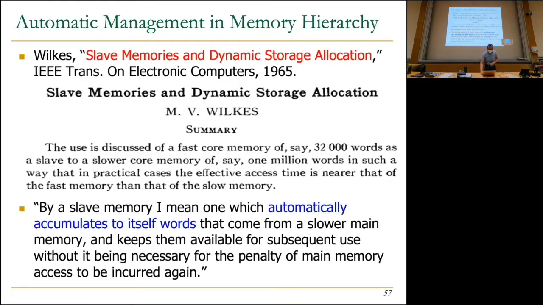Okay, so basically caches are almost always automatically managed today. So when you hear a cache, you should assume automatic management. So you can see over here, by slave memory, I mean one which automatically accumulates to itself words, and maybe we'll read it, that come from a slower main memory and keeps them available for subsequent use without it being necessary for the penalty of the main memory access to be incurred again.